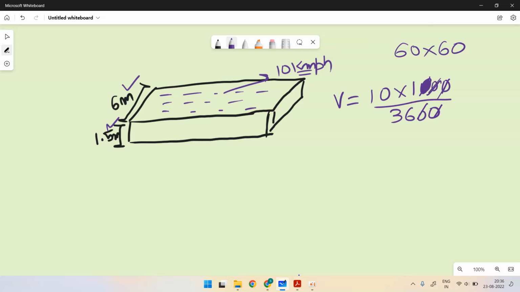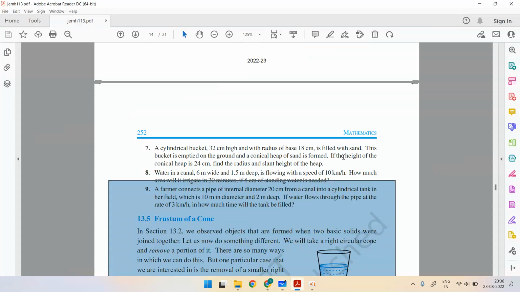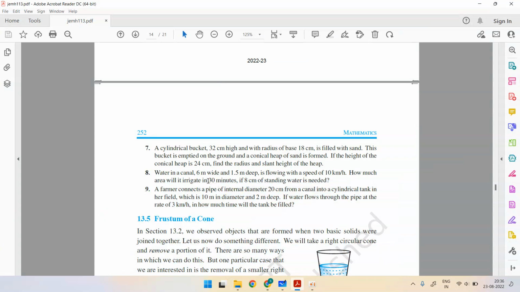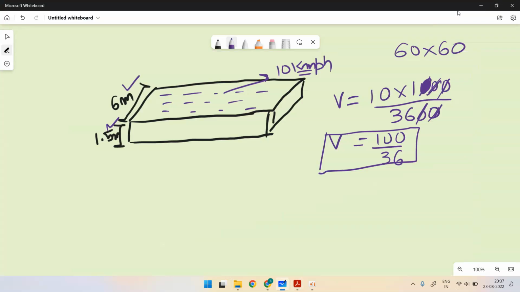This 2, this 2, 100 means 100 by that. You can even cancel this also, but let us let it remain as it is. Now you are given the question: in 30 minutes, how much will it irrigate, if 8 centimeter of standing water is needed?